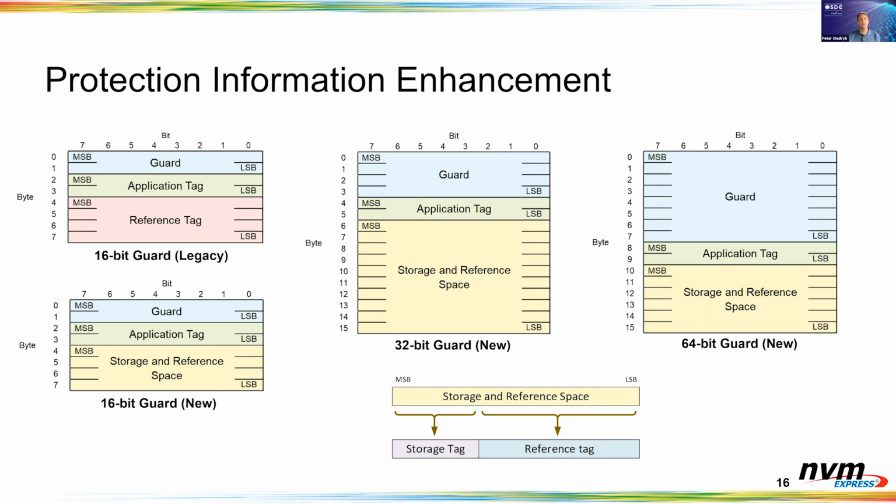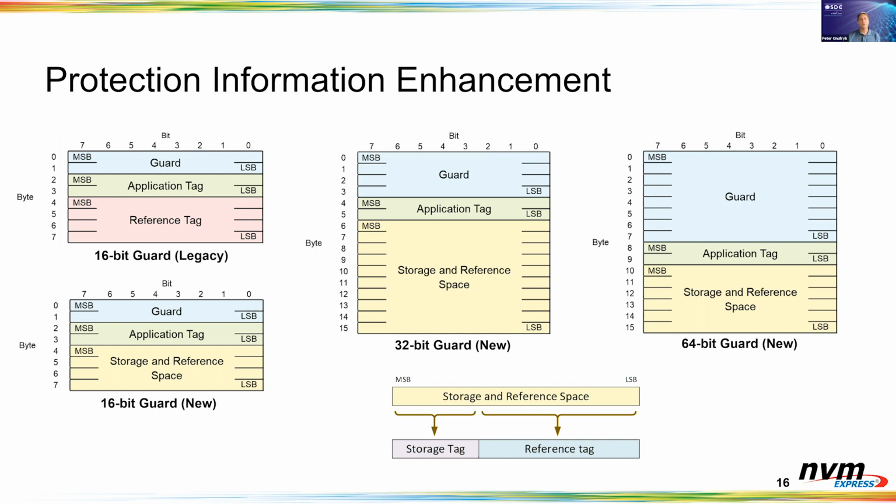The storage tag is an opaque data field not interpreted by the controller. During protection information checking, the value of the storage tag is compared to a value provided in the command. Since the use and size of the storage tag and reference tag varied per application, we added a storage and reference space field in the protection information so that one could configure how many bits one wanted to allocate for the storage tag and how many bits one wanted to allocate for a reference tag.